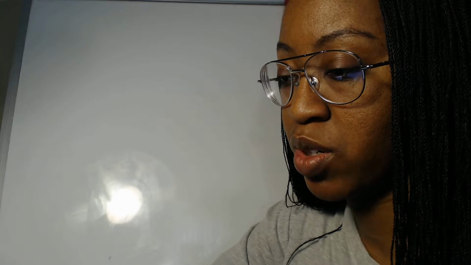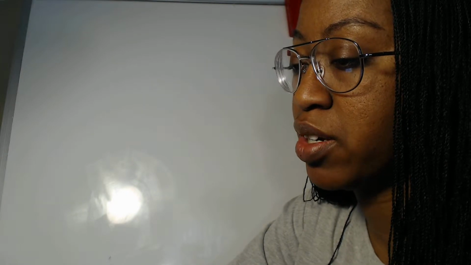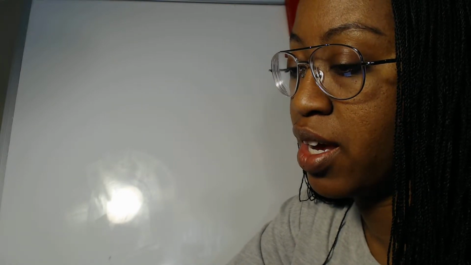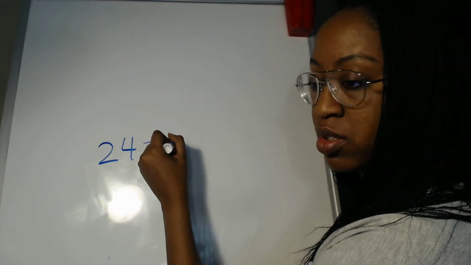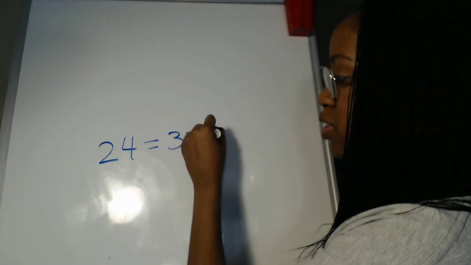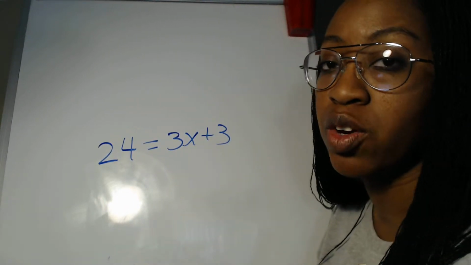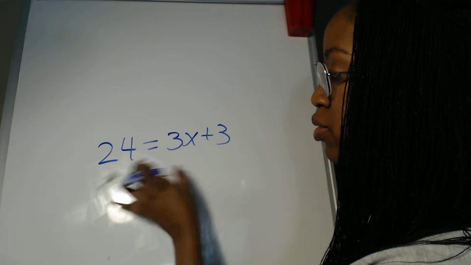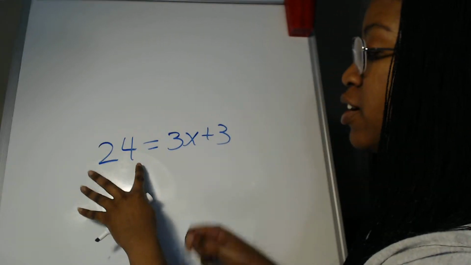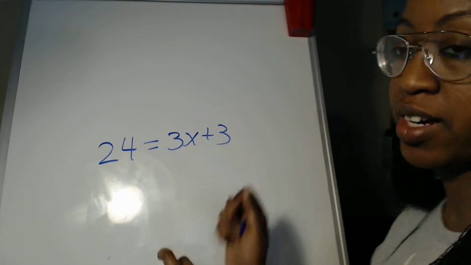Okay, now we are moving on to what question is this? 9-36. It says simplify and solve each equation below for x. And let's look at the first one. It says 24 equals 3x plus 3.